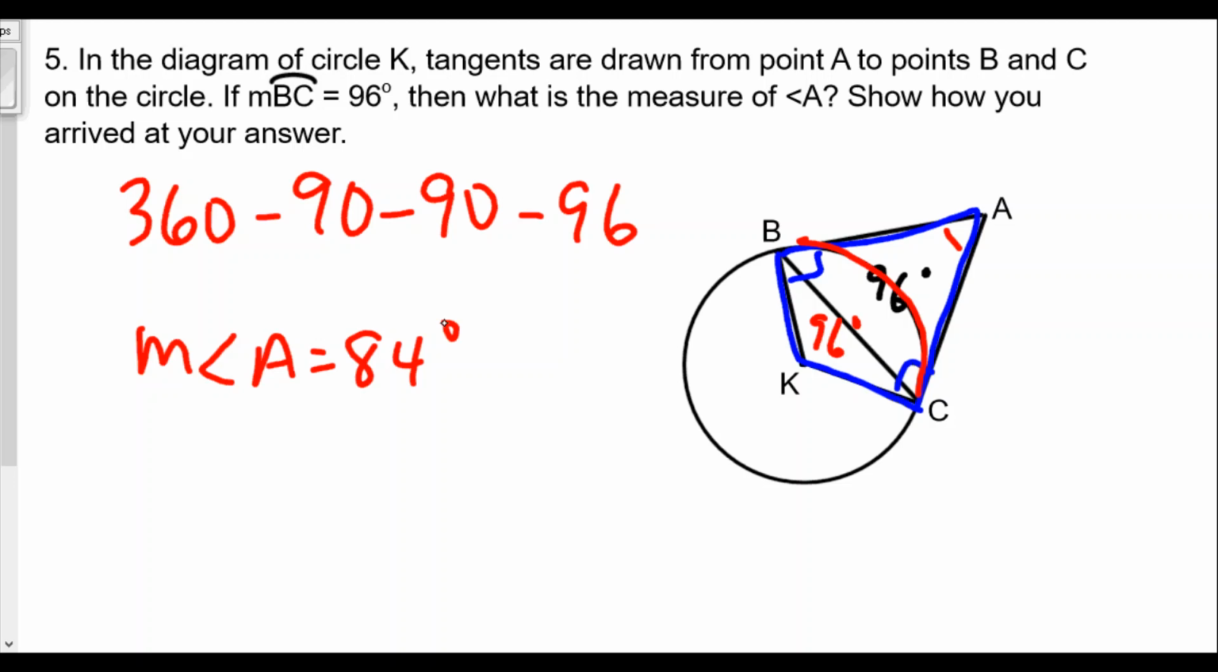Again, we use the idea of a quadrilateral having 360 degrees, and in this case, from here we know that angle ABK and angle ACK are both right angles or 90 degrees as well. We can find the measure of central angle BKC to be the same measure as the arc intercepted, which is 96, and then we just subtract those values from 360, leaving us a leftover measure of 84 degrees.